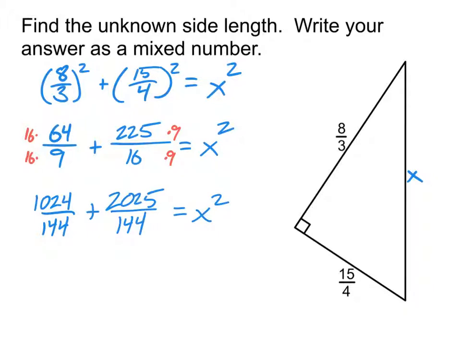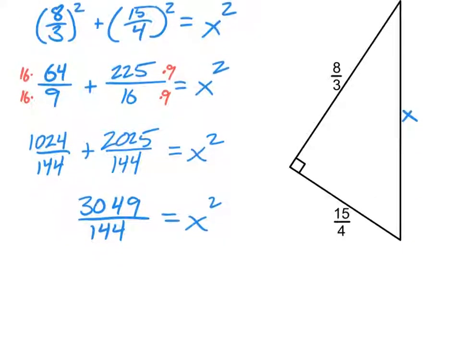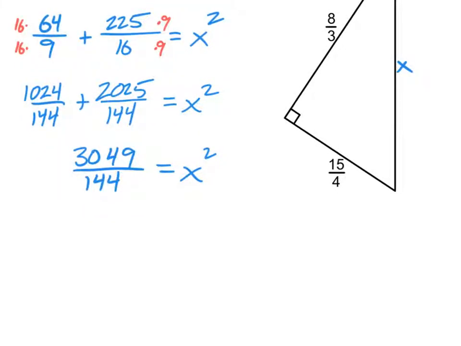Now that we have that, I can go ahead and add my fractions. Remember, we need a common denominator because the denominator part is going to stay the same. So it's going to be over 144, and it's 3049 that equals x squared. All right, so we're in our last step now, which is taking the square root of both sides.